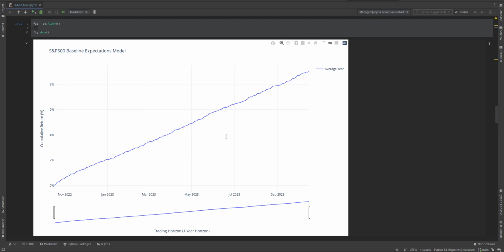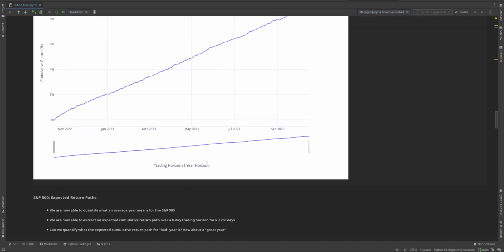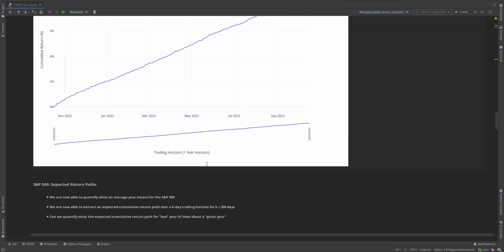So for the S&P 500, now we can answer questions like, if I were to trade today, I ran this notebook, I believe on October 17th, using data from October 17th. Let's say you ask, what do I expect on May 24th for the cumulative return? Well, it's around 6%, with a spread around that 6% of the vertical slice. So using this method, we're now able to quantify what an average year means for the S&P. We're able to extract an expected cumulative return path for a K-day trading horizon. In our case, it's K less than 250 days.